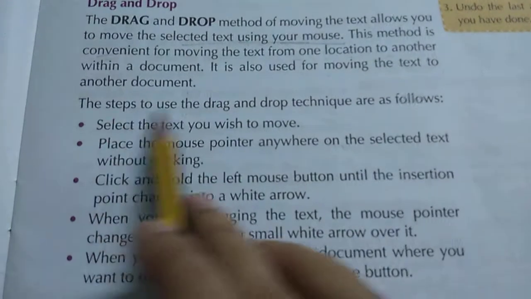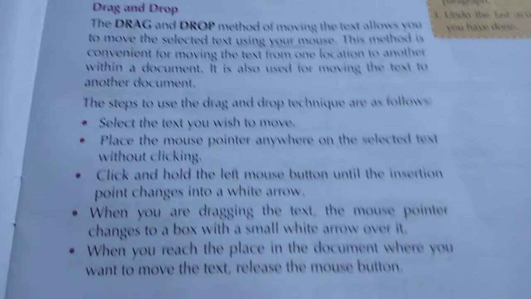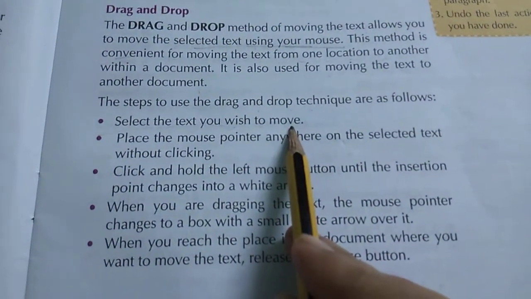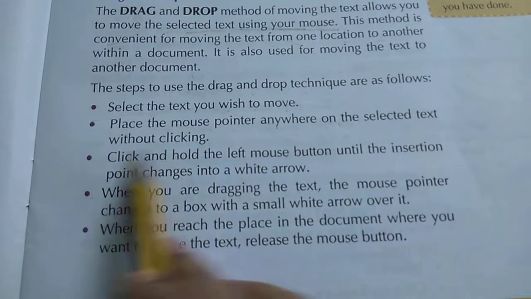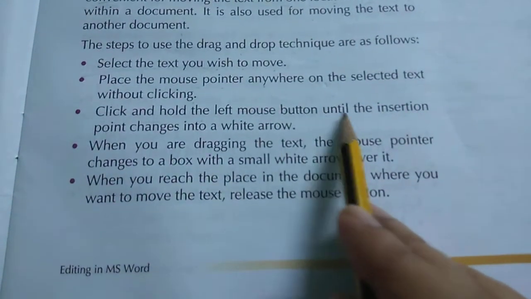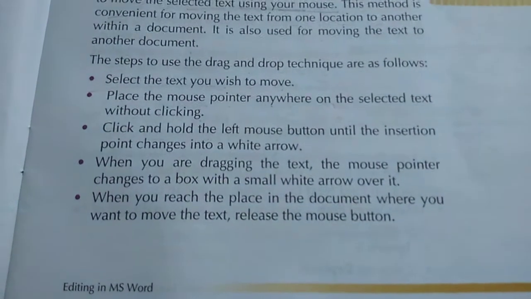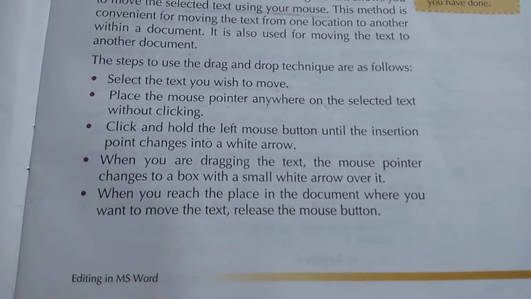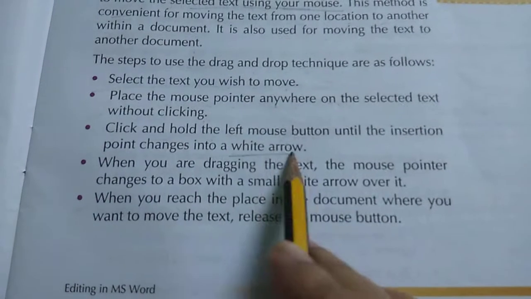Now, the steps to use the drag and drop technique are as follows. How will you drag and drop? Now see, select the text you wish to move. First you have to select the text that you wish to move. Place the mouse pointer anywhere on the selected text without clicking. Click and hold the left mouse button until the insertion point changes into a white arrow. You have to click and hold it until the pointer changes into a white arrow.